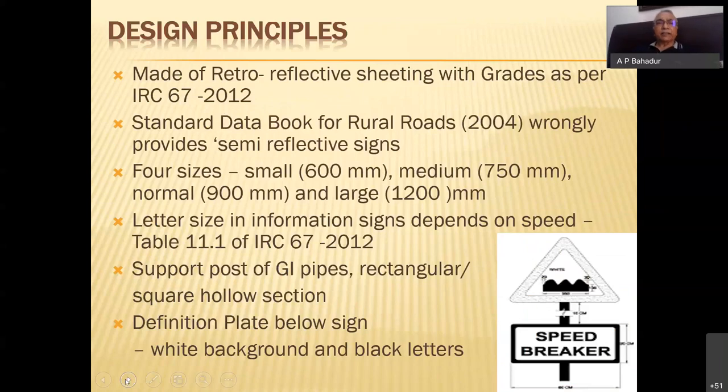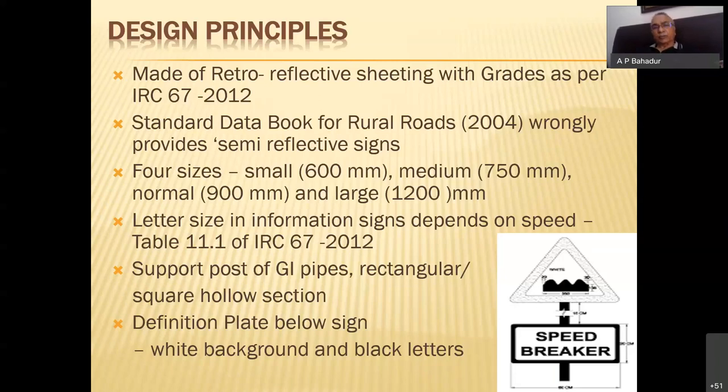Some of the important points to keep in mind are that these signs should be of retroreflective sheeting with the appropriate grade, as given in IRC 67. Now, unfortunately, there is a standard data book, and many of the state governments' schedules of rates also provide a terminology of semi-reflective signs, which is technically incorrect and absolutely absurd. There is nothing like semi-reflective signs. I have seen in some of the states the so-called semi-reflective signs, and they are neither here nor there. More importantly, the lives of people using rural roads are as important as those of people using national highways. So even on rural roads, only retroreflective sheeting signs should be provided.